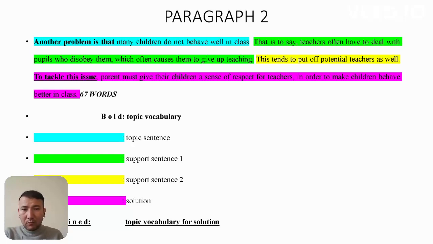So in blue we have the topic sentence, then highlighted in green is supporting the main idea. Then: this tends to put off potential teachers as well. So it's also another sentence supporting the first topic sentence. Then: to tackle this issue, parents must give their children a sense of respect for teachers in order to make children behave better in class. This is the solution. To tackle this issue is topic vocabulary for solution.